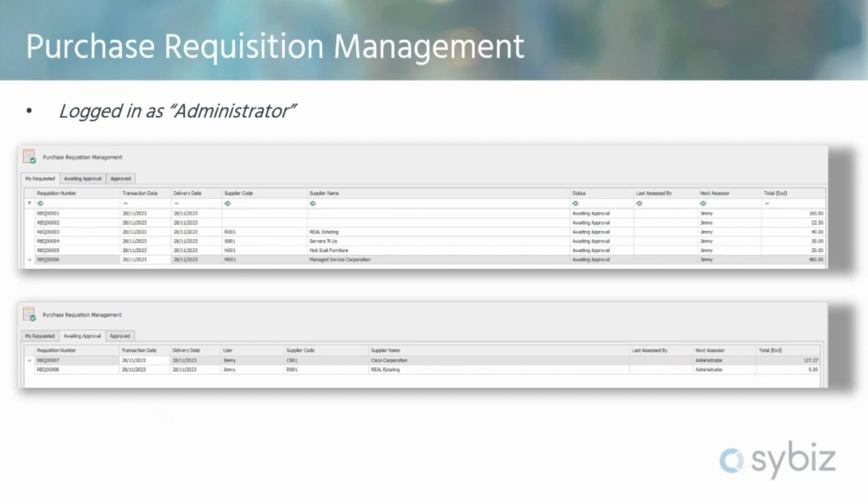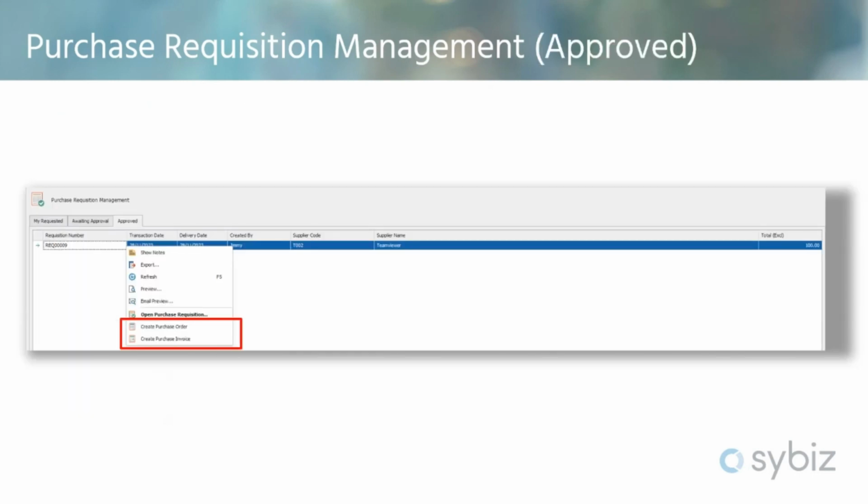And then once they are approved, assuming that they are approved, that is, you can then go to the Approved tab, right-click a given requisition, and with one click create a purchase order. Or if you just want to go straight to invoice, straight to an invoice.